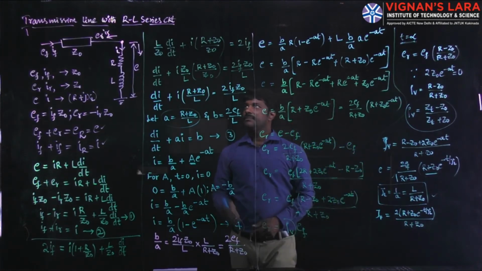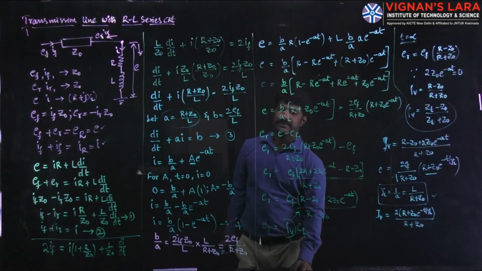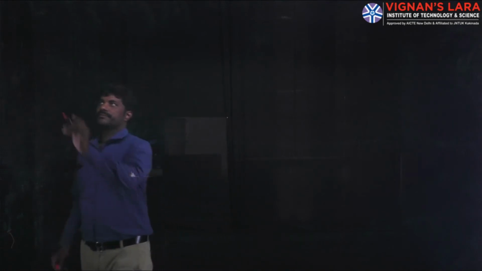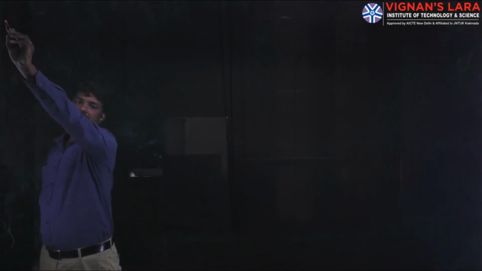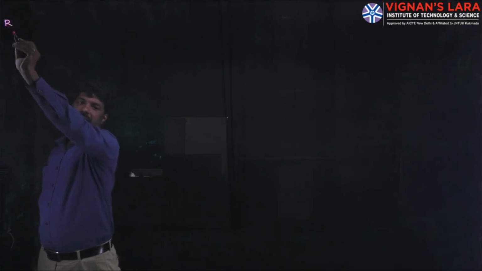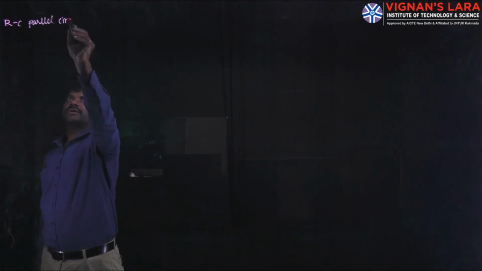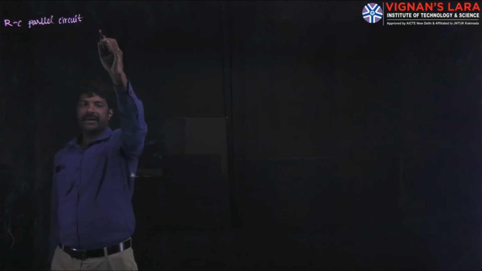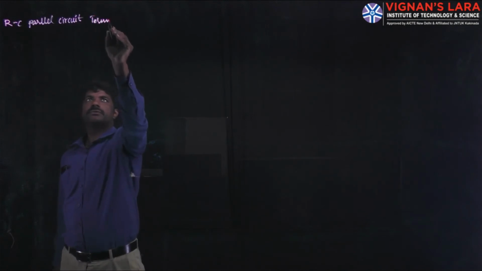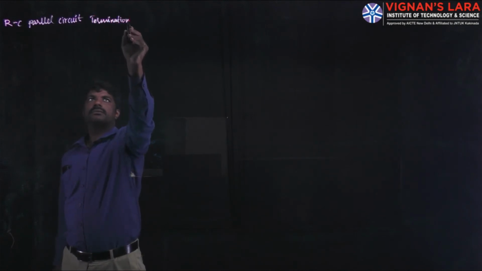And the next part is about RC network. Now let us see the analysis of the transmission line when terminated with the RC parallel circuit. So our next topic is analysis of RC parallel circuit termination.